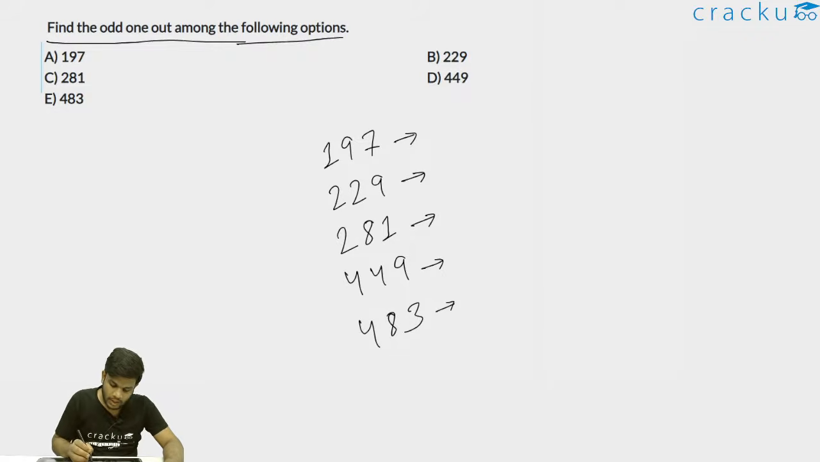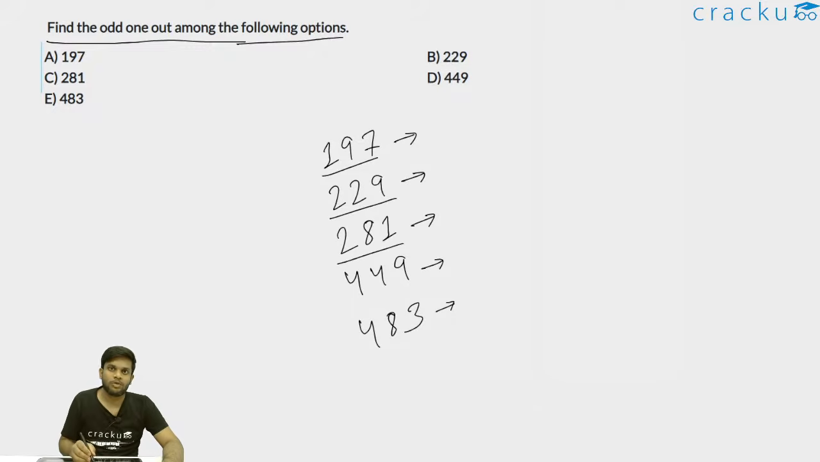Okay, so let's start by looking at the divisors, the factors of these numbers. All these 5 numbers are odd numbers, so that means 2 will not be a factor of any one of them. Let's look for 3. Here 9 plus 7 is 16, 16 plus 1 is 17. So 17 is not divisible by 3, so 3 is not a factor of 197. Similarly for 229, 9 plus 2 plus 2 is 13, which is not divisible by 3.